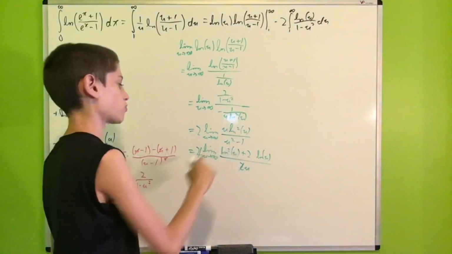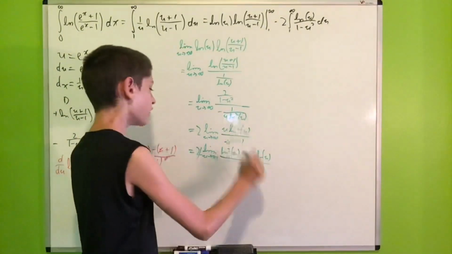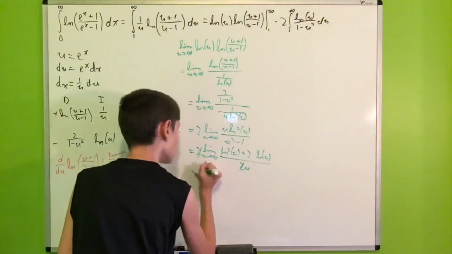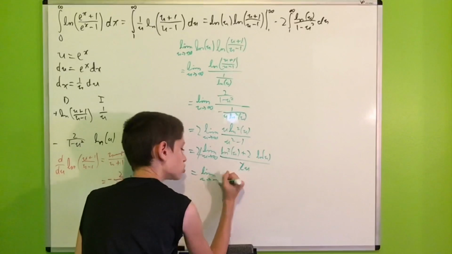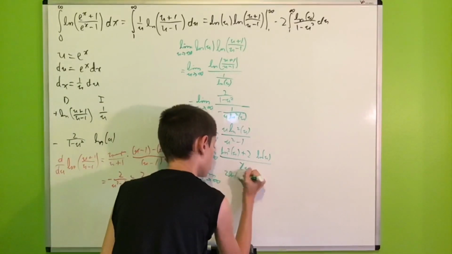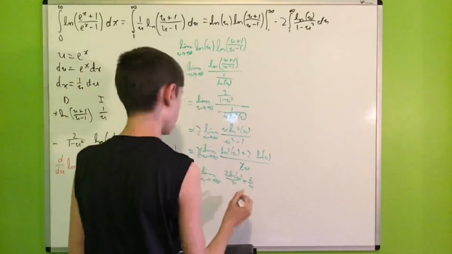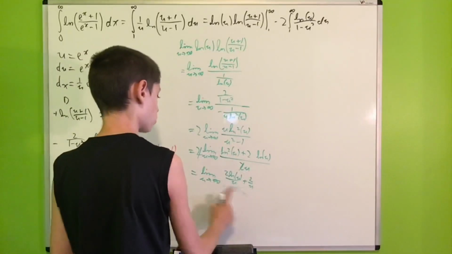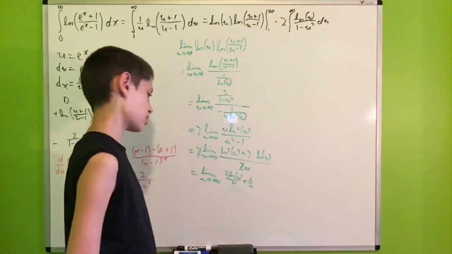Okay, so natural log squared of u goes to infinity. 2 natural log of u goes to infinity. Infinity plus infinity is infinity. As u goes to infinity, u goes to infinity, so we have infinity over infinity, which means we can use L'Hopital's rule yet again. So the limit as u goes to infinity of 2 natural log of u over u plus 2 over u, all of this divided by the derivative of the bottom, which is just 1, so we don't need to care about that, because dividing by 1 is the same thing as doing nothing.